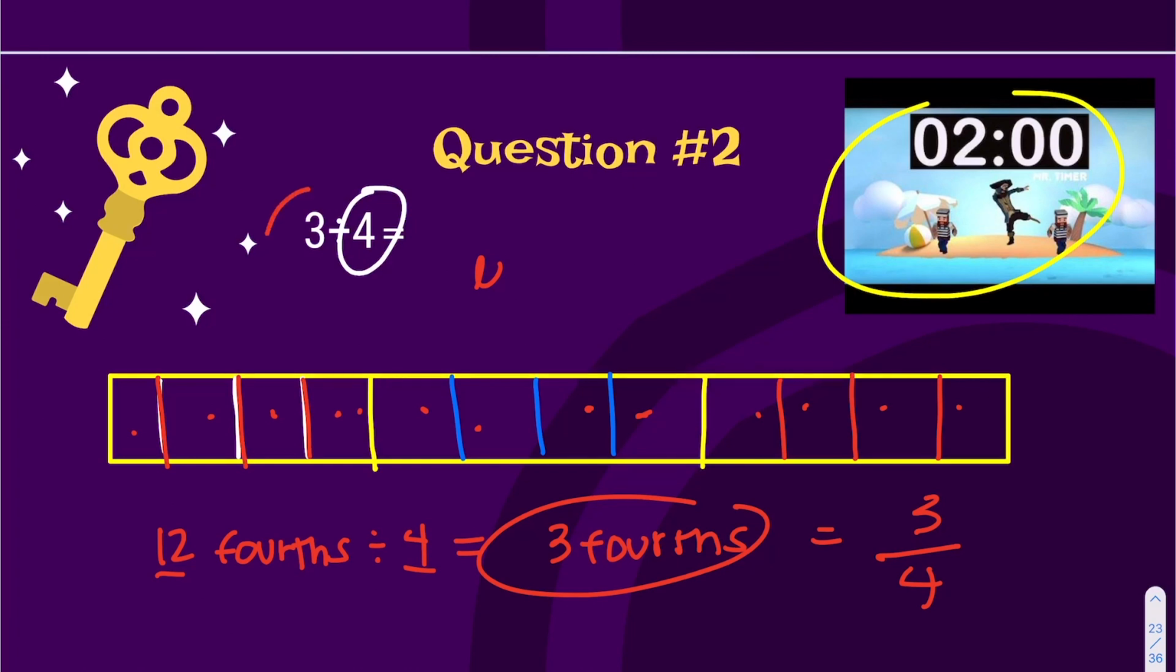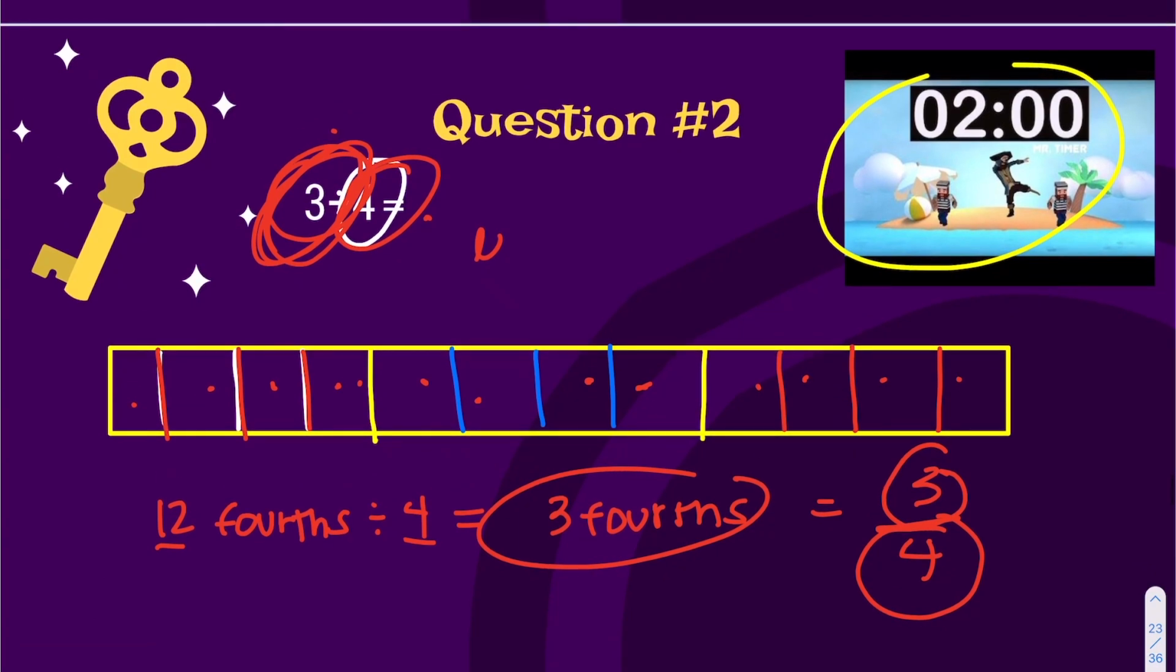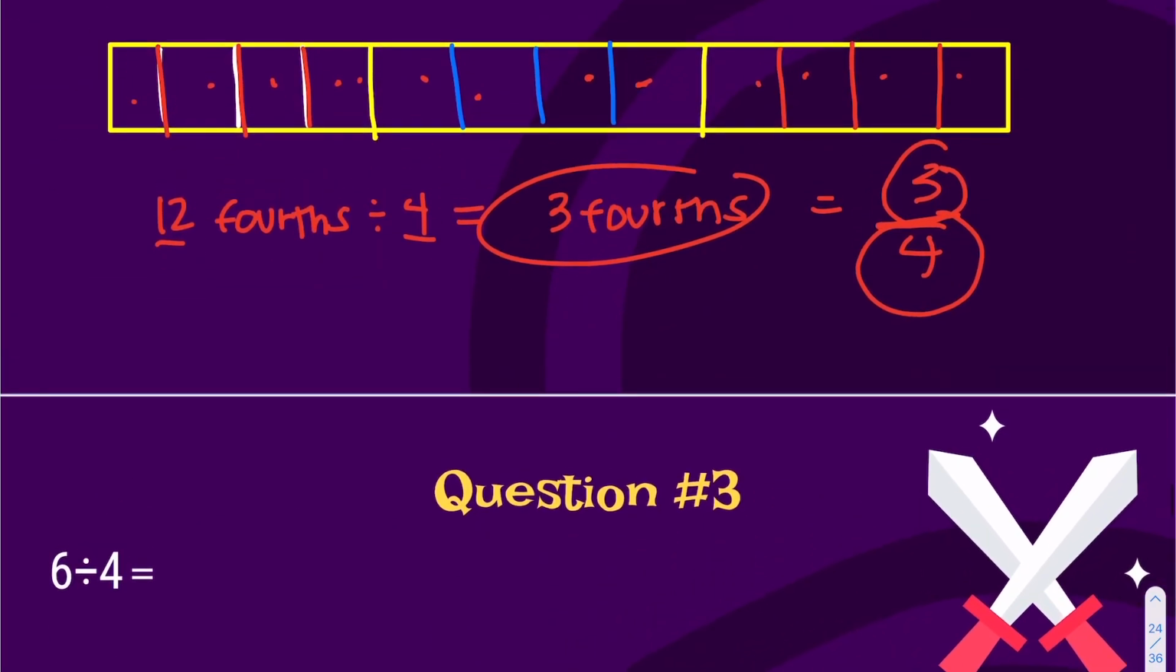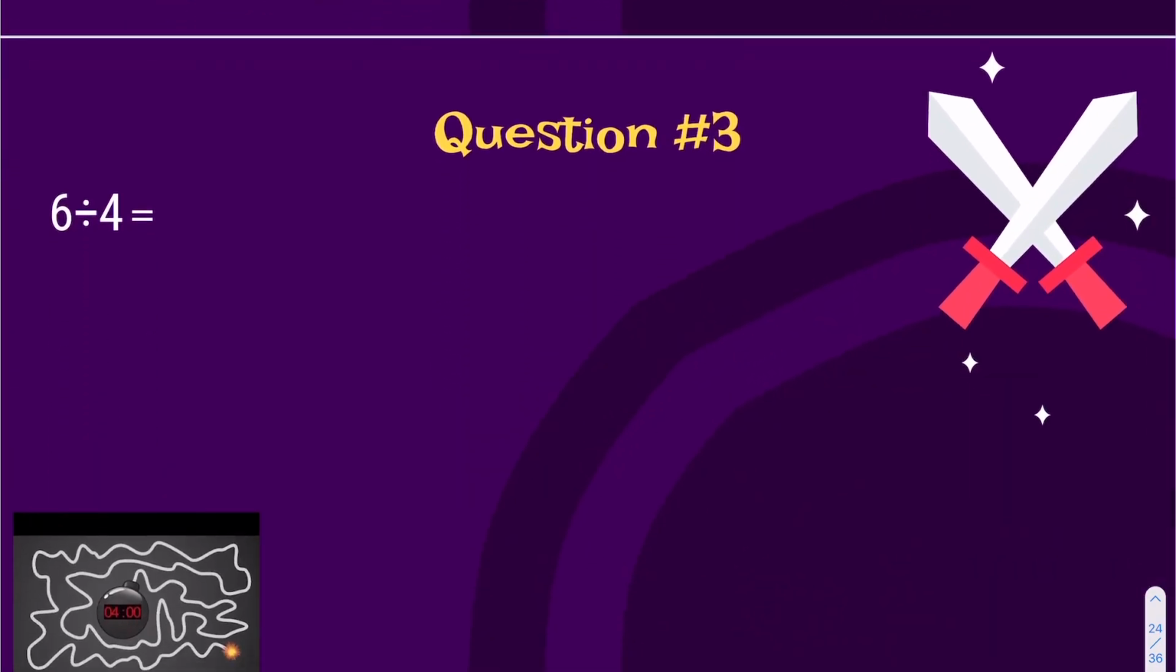So again, notice our dividend is now our numerator. Our divisor is now our denominator. Okay? So let's go ahead and go into our last one. This one I'm going to let you guys do. We have 6 divided by 4. Go ahead and take your time, and timer starts now.